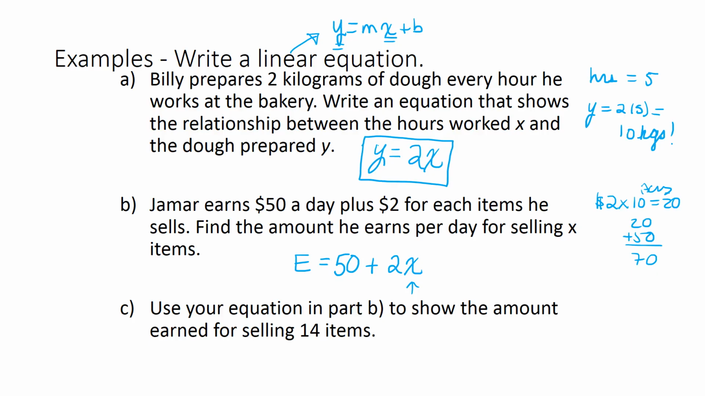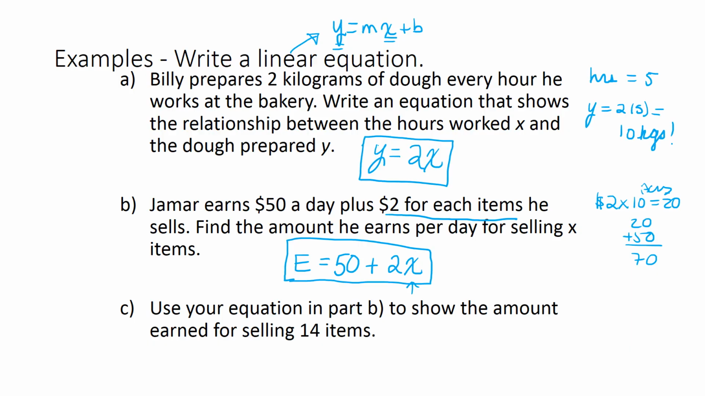It's because E and X are to the first power, and it increases by the same amount. It's $2 per item. He doesn't earn $2 for the first item, $1 for the second item, 50 cents for the third item. That's not what's happening. He gets a fixed $2 for each item. That's what makes it linear.